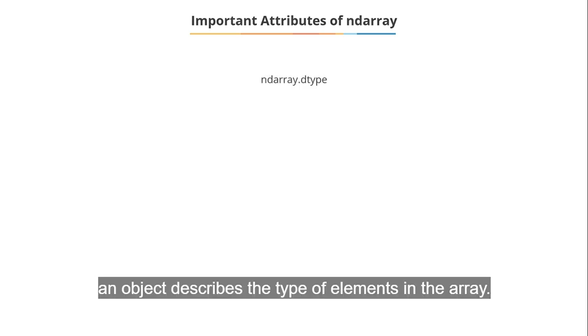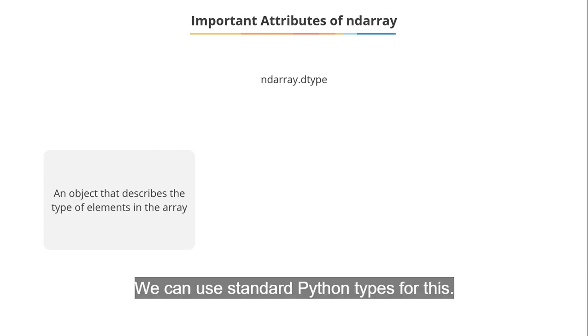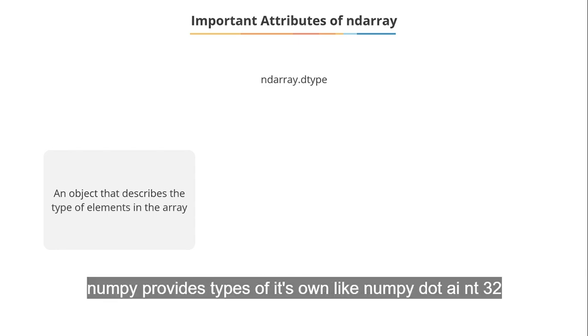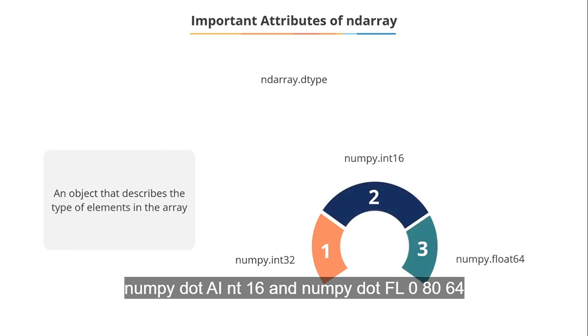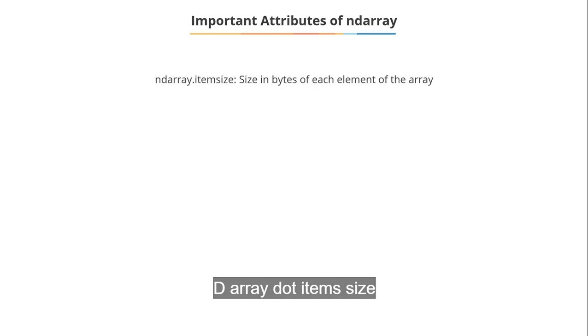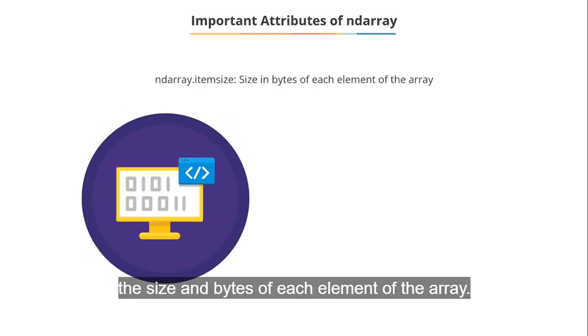ndarray.dtype: an object that describes the type of elements in the array. We can use standard Python types for this. In addition, NumPy provides types of its own like numpy.int32, numpy.int16, and numpy.float64. ndarray.itemsize: the size in bytes of each element of the array.